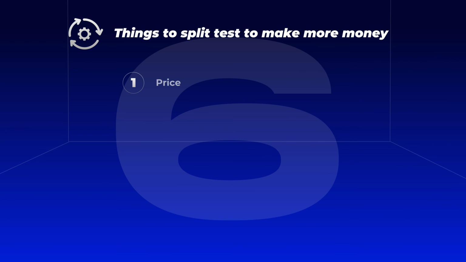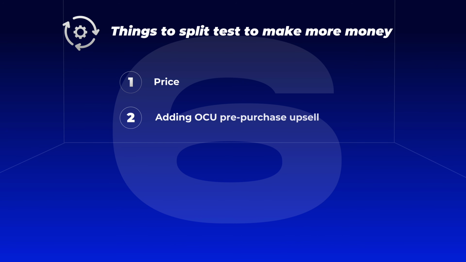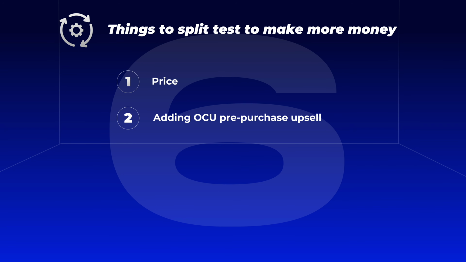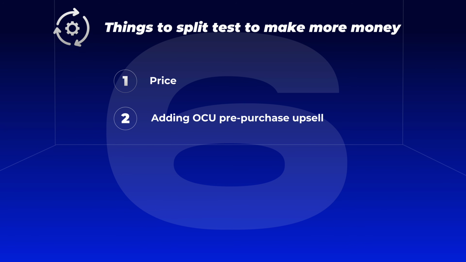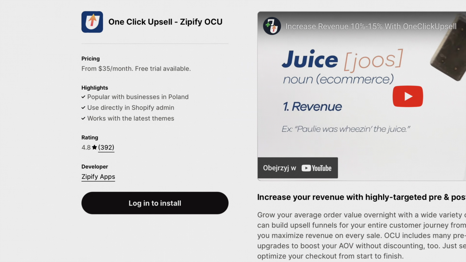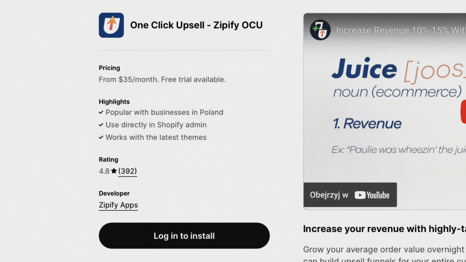And now let me list the top 6 things you need to be split testing and trying out to make more money on your website. Number 1, price. Very obvious. Number 2 is adding one-click upsell pre-purchases onto your website. Very important. The app you have to use here is Zipify One-Click Upsell, our favorite app.